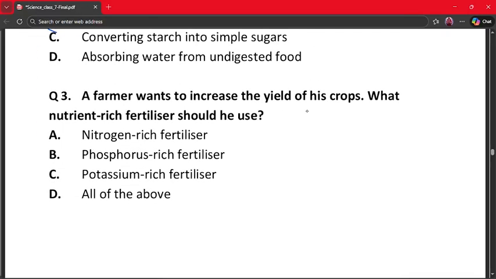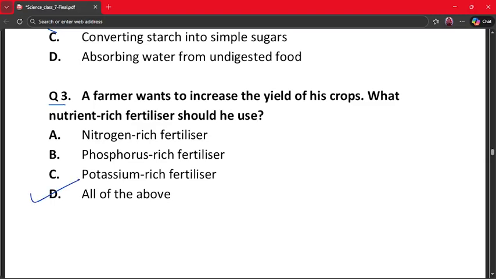The next question is question number 3. A farmer wants to increase the yields of his crop. What nutrient-rich fertilizer should he use? A. Nitrogen-rich fertilizer. B. Phosphorus-rich fertilizer. C. Potassium-rich fertilizer. And D. All of the above. The correct answer is D.